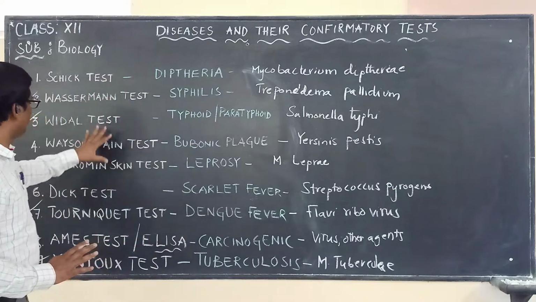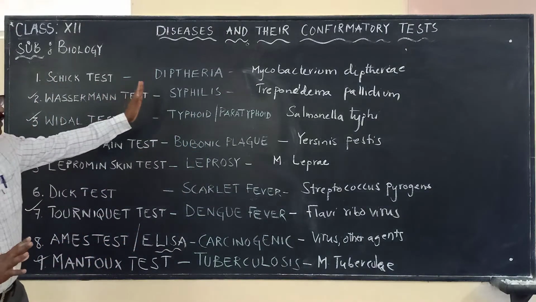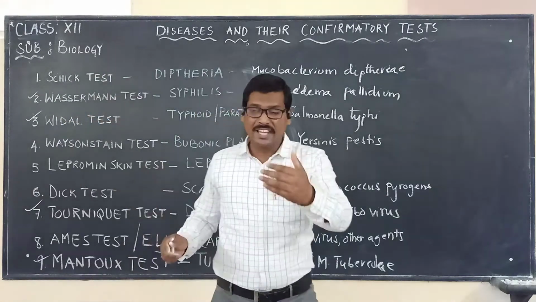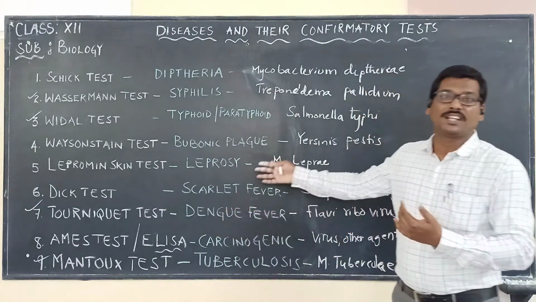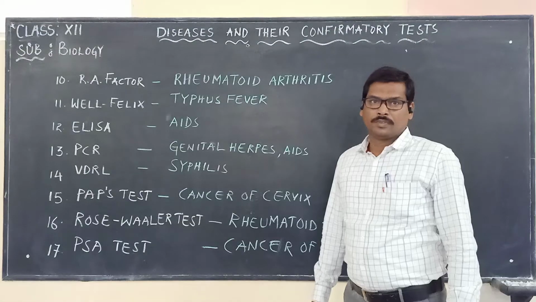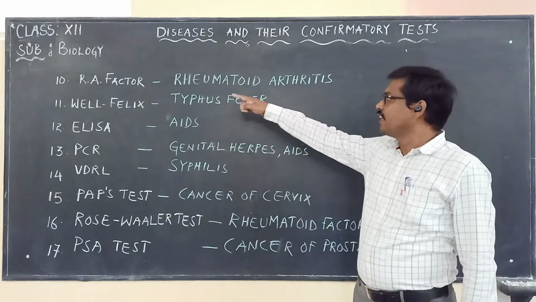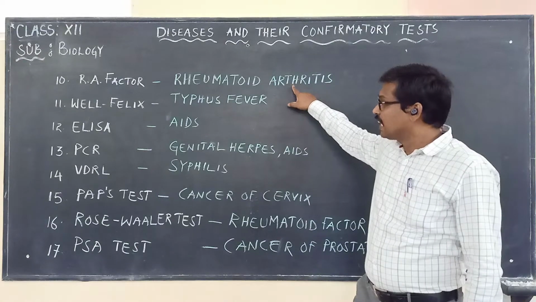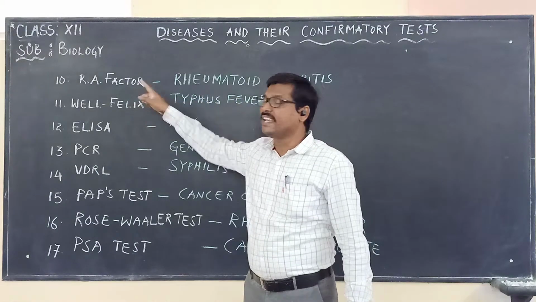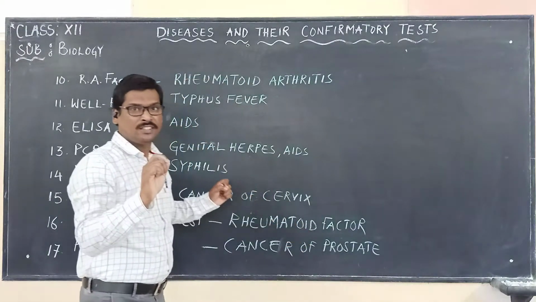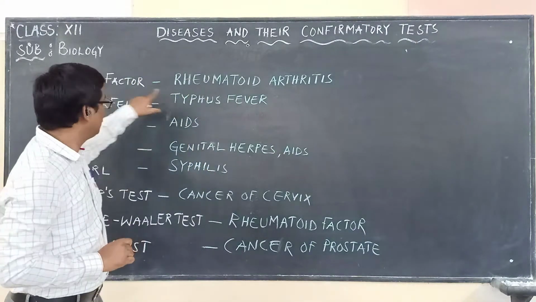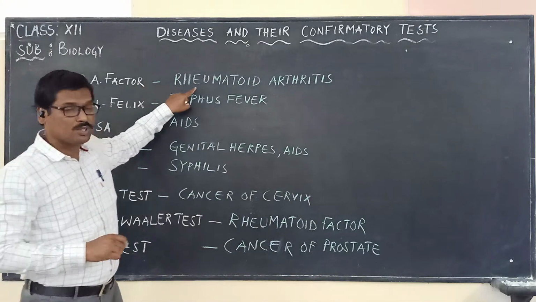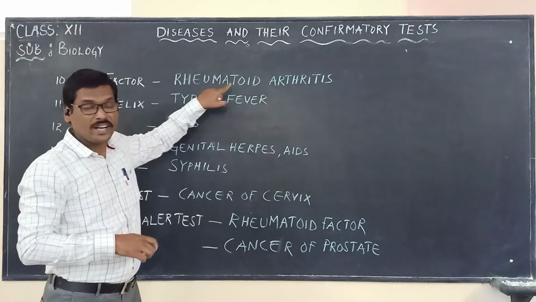So here we are seeing different types of tests that are done for different types of diseases. We will be seeing other diseases also, and what tests they conduct. The next disease is rheumatoid arthritis. It is confirmed by a test called RA factor. The RA factor is the test used to confirm rheumatoid arthritis.